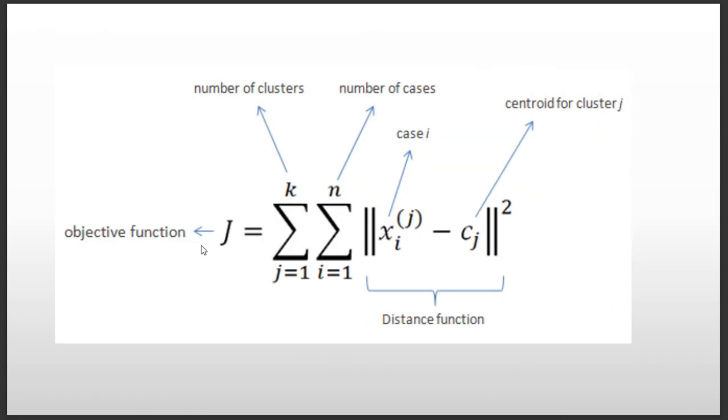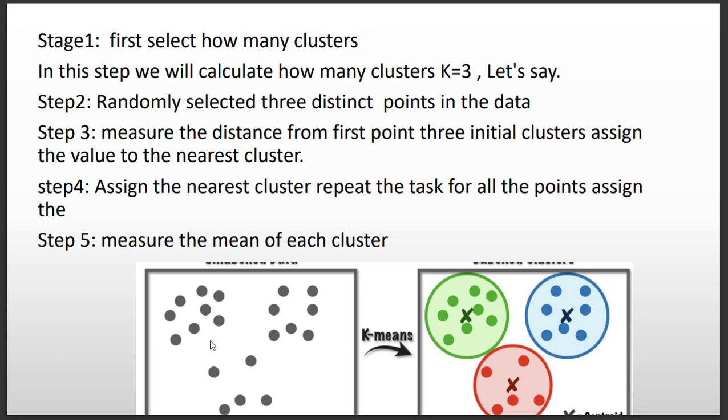Here is the objective function for k-means clustering. K is the number of clusters, n is the number of cases, and the data points are the cases. We can see here j is equal to 1, i is equal to n, the number of clusters and the number of cases. Here we can see the number k. We have given k is equal to 3, and different points, different cases, means each point is a different case.